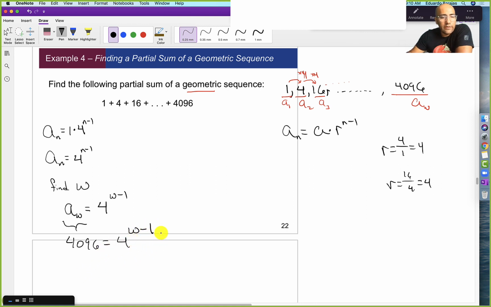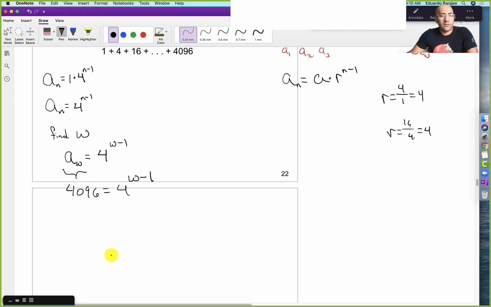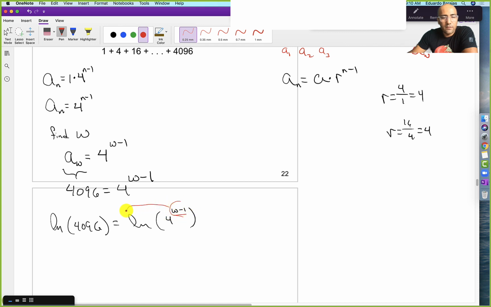Okay, so how can we solve this? Well, we take advantage of our awesome log properties, right? So let's apply ln to this side. 4096 equals ln of 4 to the power of w minus 1. Right? One of the great reasons why we study logs is because it has a fantastic property that we get to move the exponent out in front like a linear factor, and that's how we are able to solve things that are up in exponents.